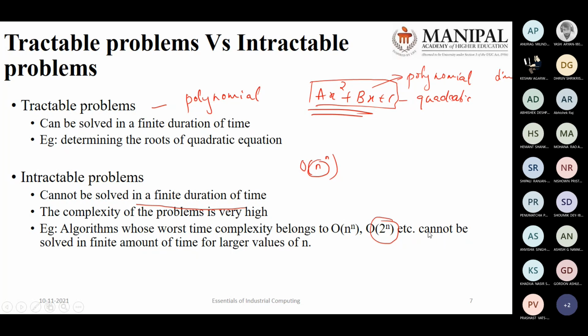So basically this is polynomial in nature, and these are exponential in nature. These are called polynomial algorithms. The algorithms that are used to solve the tractable problems are called polynomial algorithms, whereas the algorithms you design to solve these intractable problems are considered to be exponential algorithms. They grow exponentially, right? They grow exponentially. Fine.